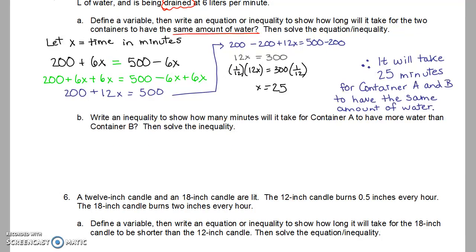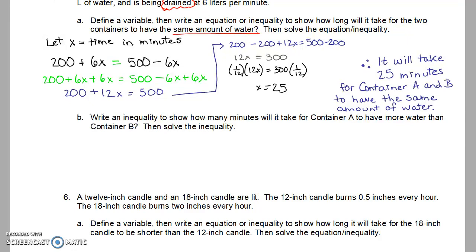How did you do? Did you get x equals 25? This means that it will take 25 minutes for container A and container B to have the same amount of water. Part B asks you to write an inequality to show how many minutes will it take for container A to have more water than container B.